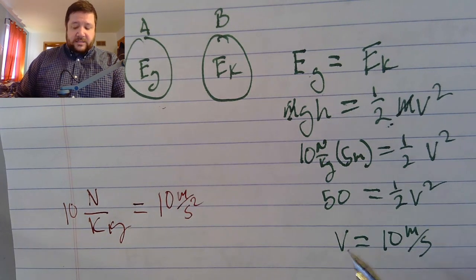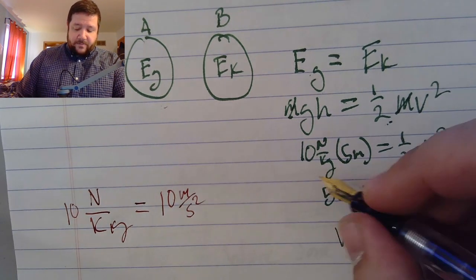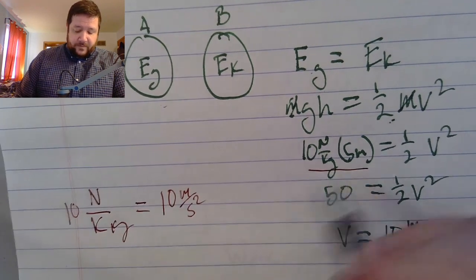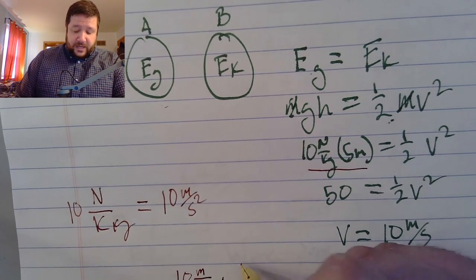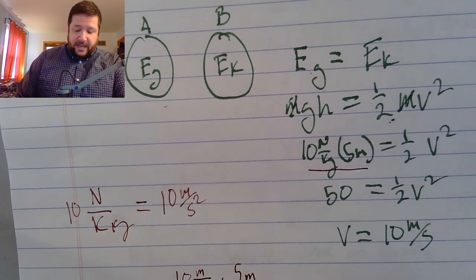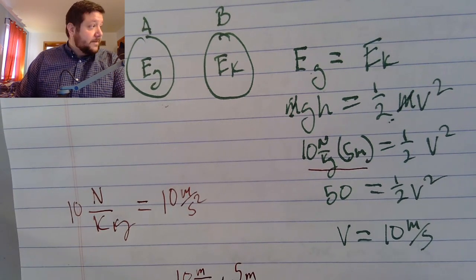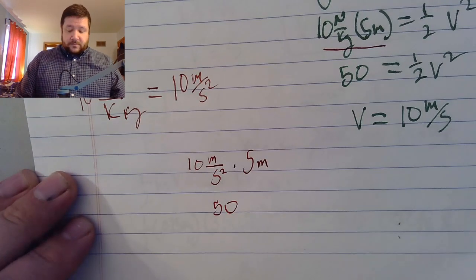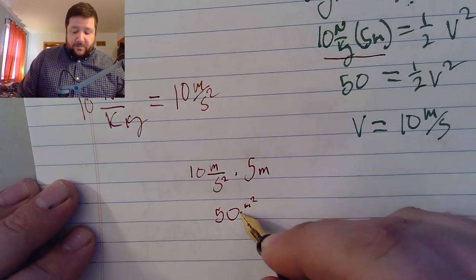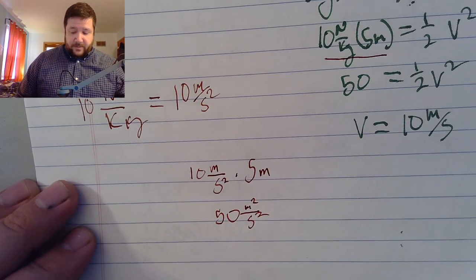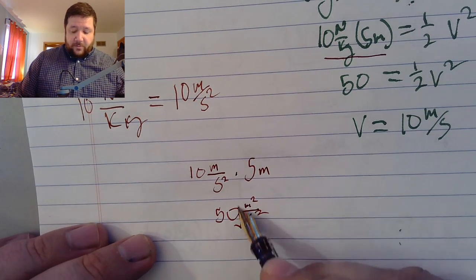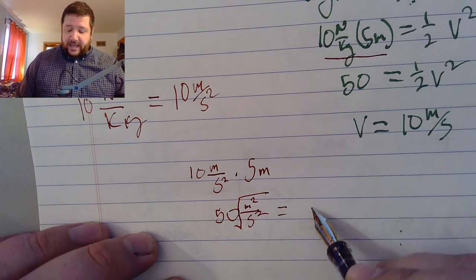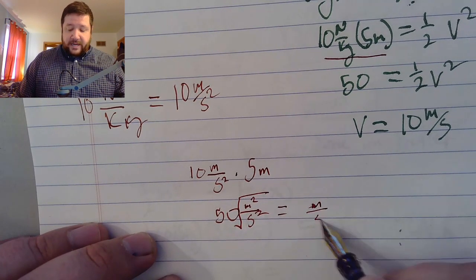Well, the way that it works is that in this step, 10 meters per second squared times 5 meters, I get 50, oopsies, meters squared per second squared. And then when I take the square root of meters squared per second squared, I get meters per second, which is what my final answer is then.